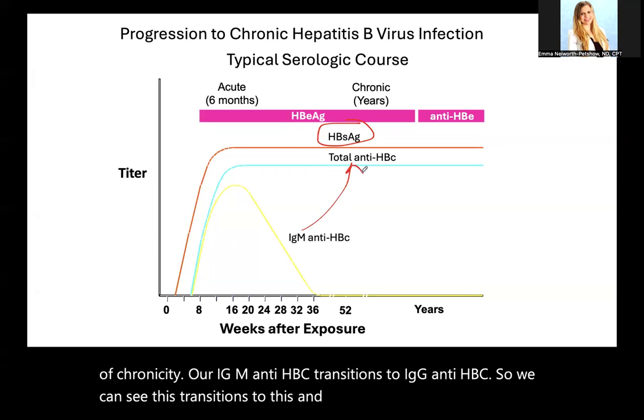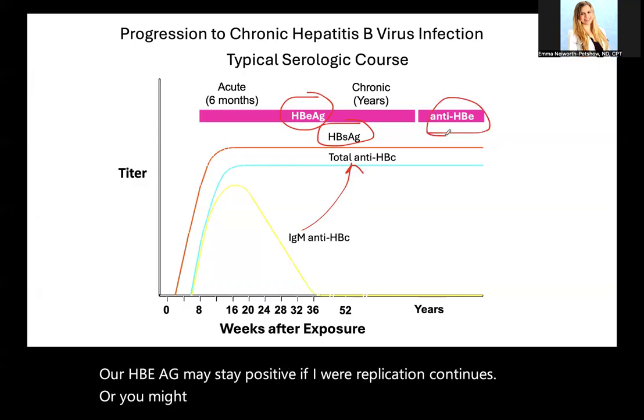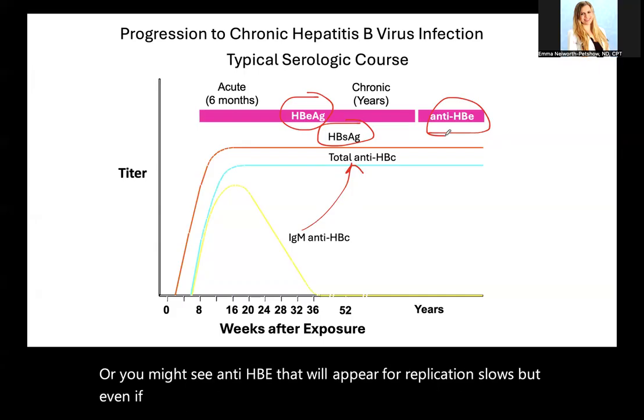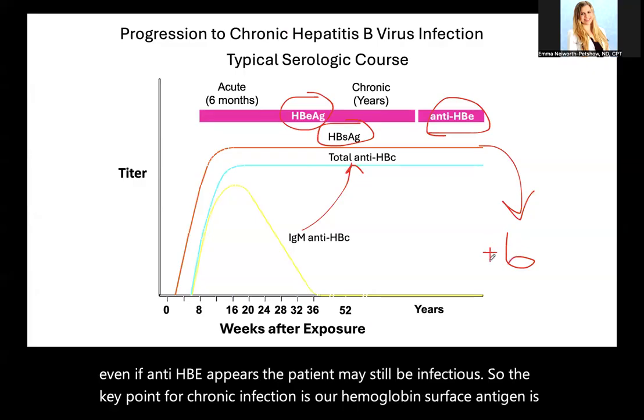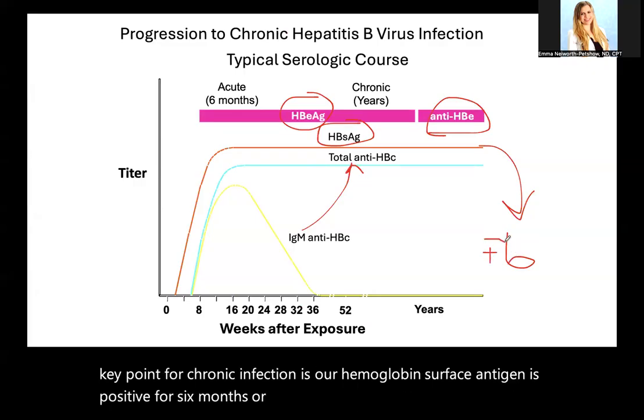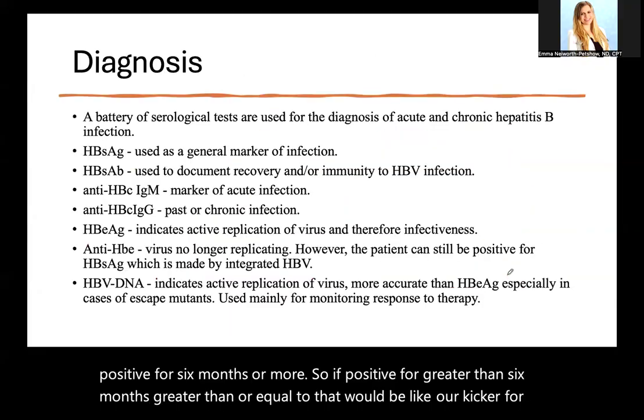and that will persist for life as well. Our HBeAg may stay positive if viral replication continues, or you might see anti-HBe appear if replication slows. But even if anti-HBe appears, the patient may still be infectious. So the key point for chronic infection is our hepatitis B surface antigen is positive for 6 months or more. So if positive for greater than or equal to 6 months, that would be our kicker for chronicity.